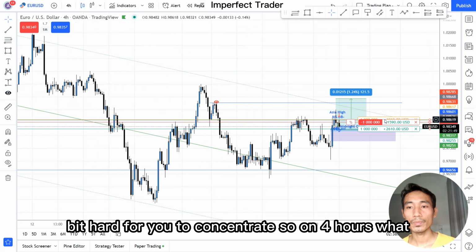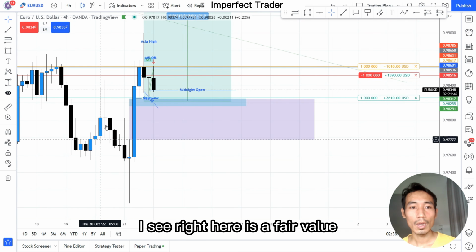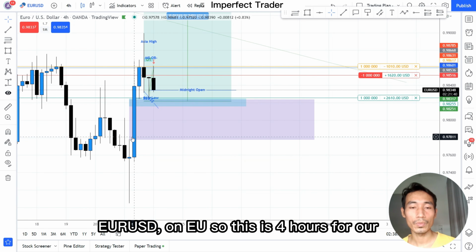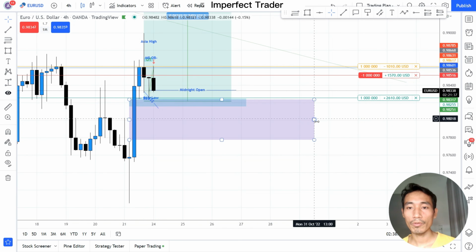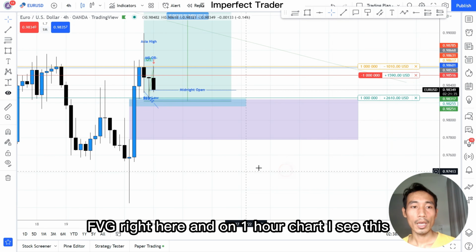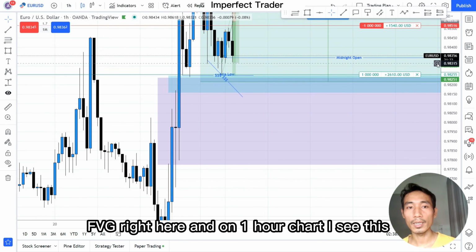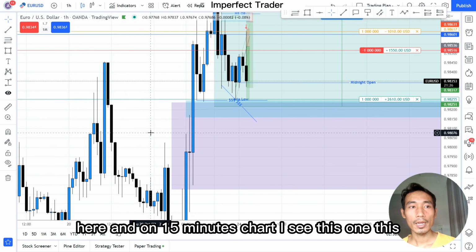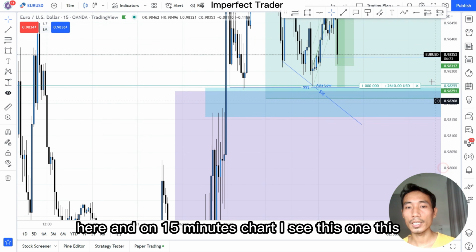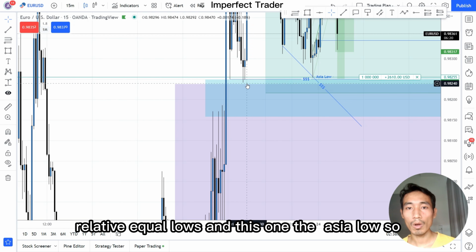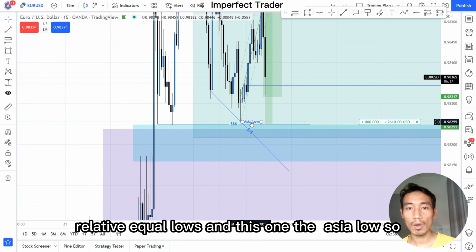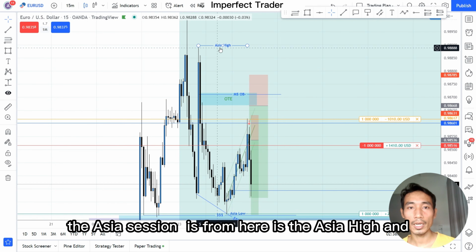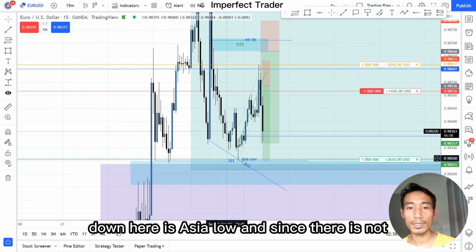So on the 4-hour chart, what I see right here is a fair value gap on EUR/USD. This is the 4-hour fair value gap right here. And on the 1-hour chart, I see this little gap right here. You can see it, a little gap right here. And on the 15-minute chart, I see this relative equal low, and this one the A0 low. So the A0 section is from here, the A0 high, and down here is the A0 low.